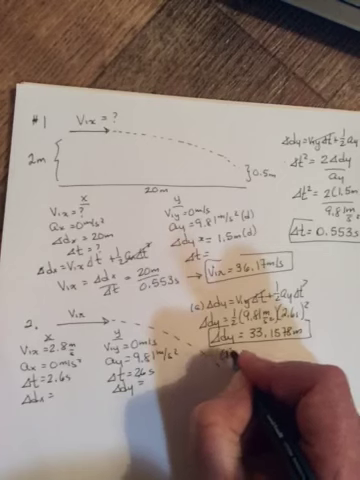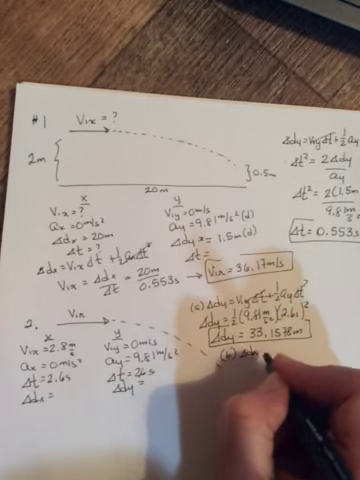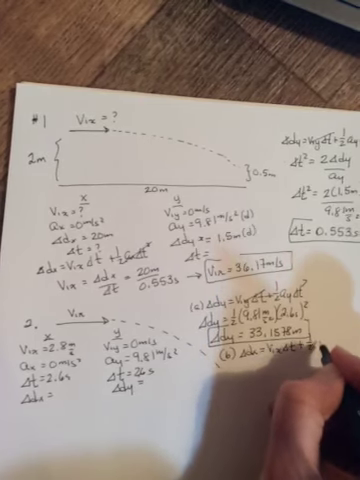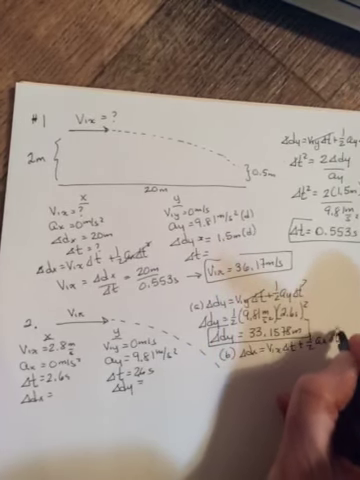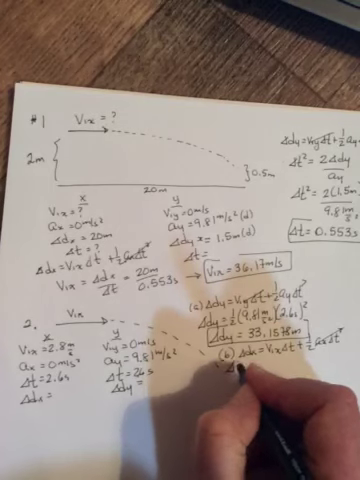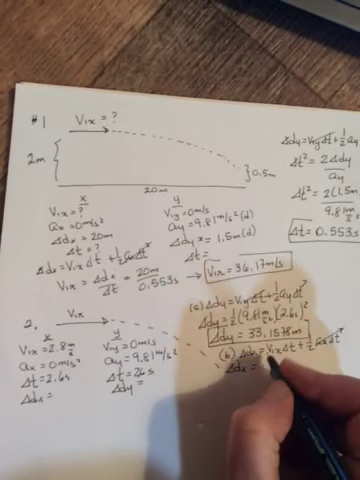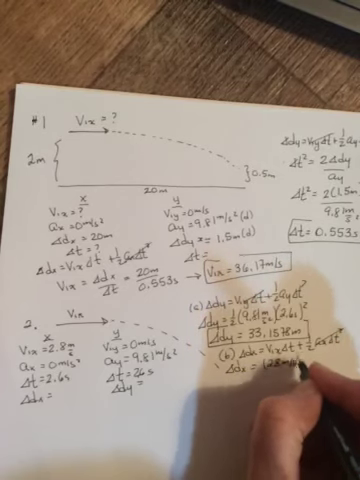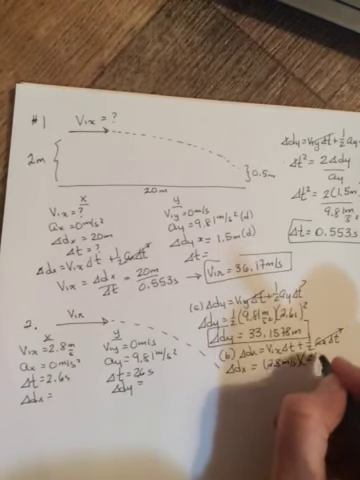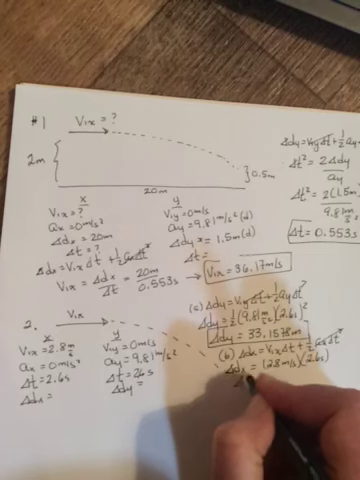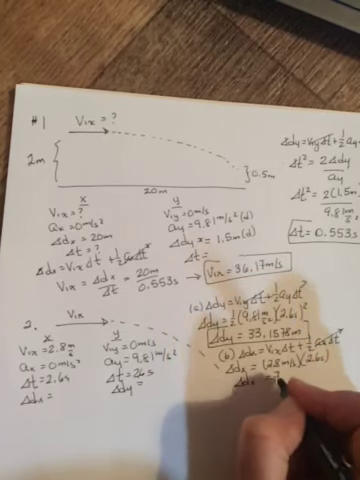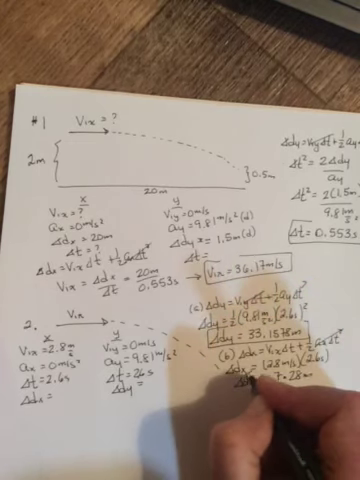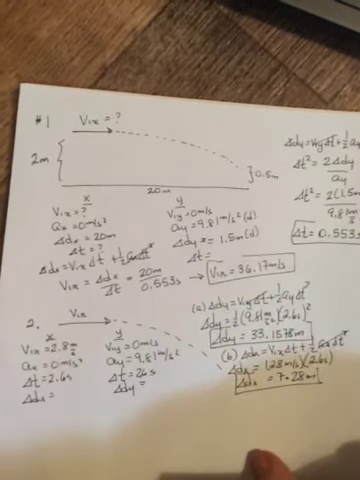Part B wants to know how far out does he land, so that's delta dx equal to VIX delta t plus 1/2 AX delta t squared, and it's this term that goes to 0 this time. So delta dx is equal to VIX 2.8 meters per second times 2.6 seconds. Delta dx is equal to 7.28 meters. You can't get an easier one than that.